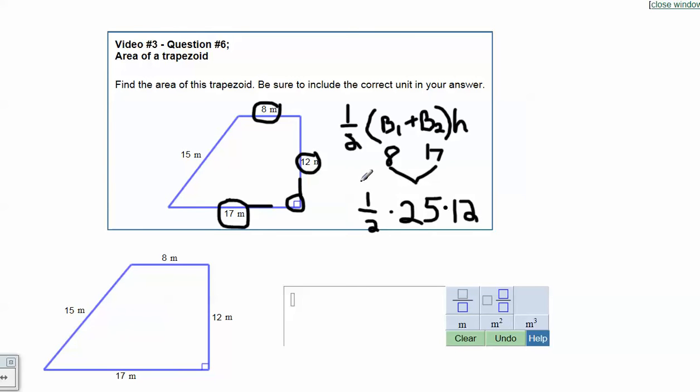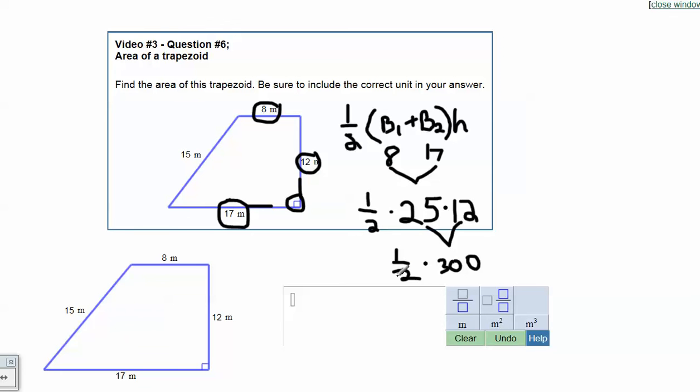So now, since this is all multiplying, I can really do it in any order. I can go left to right, or I can do 25 times 12 and then times 1/2. So I'm going to do this first. 25 times 12 is 300. And then I have to do 1/2 times 300.